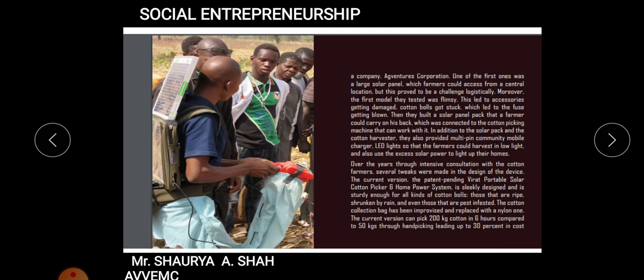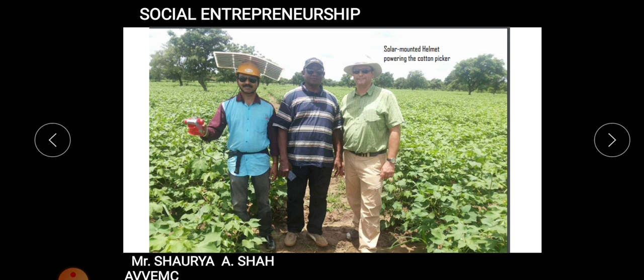Fine. Next, the second type. This was also created, a cotton picker, and a home power system was created, so you can carry the solar panels with you and work on the farm. This is a reference image from a foreign country, from which they took inspiration and then prepared this. So this is one social entrepreneurship example. Many other examples you can also find on the internet.